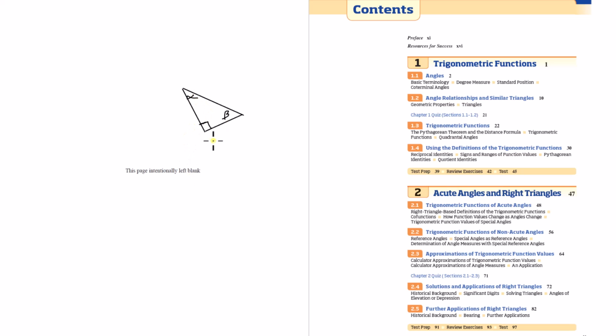And so you could be looking at any right triangle and you can think about what are the trig function values of either one of these angles. And this is where the SOHCAHTOA mnemonic comes in. SOHCAHTOA. Sine is opposite over hypotenuse. Cosine is adjacent over hypotenuse. Tangent is opposite over adjacent.